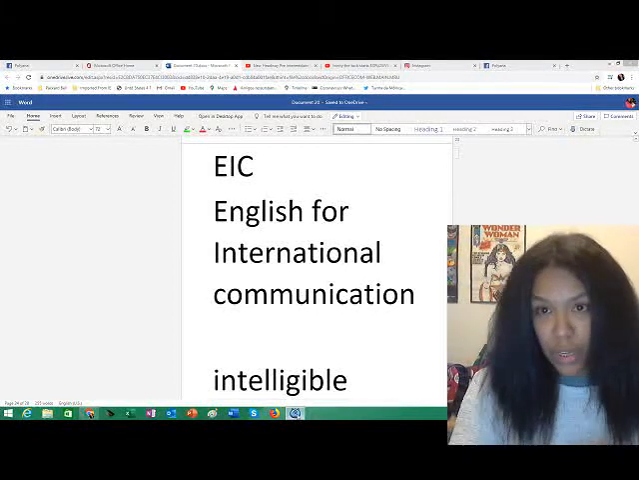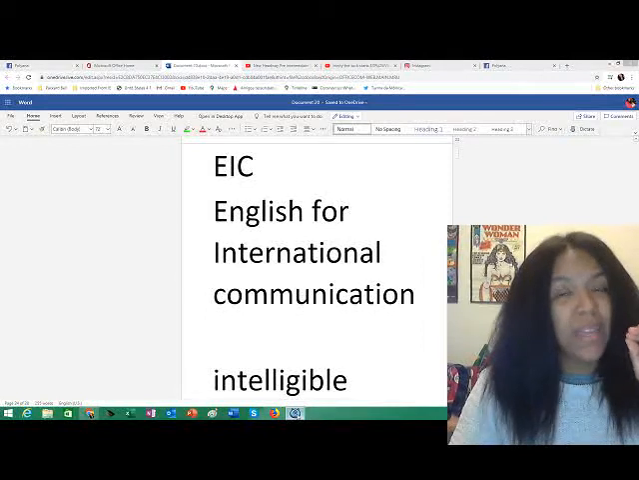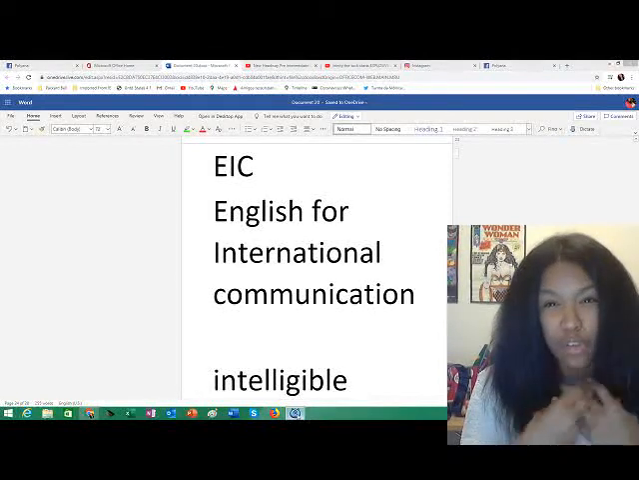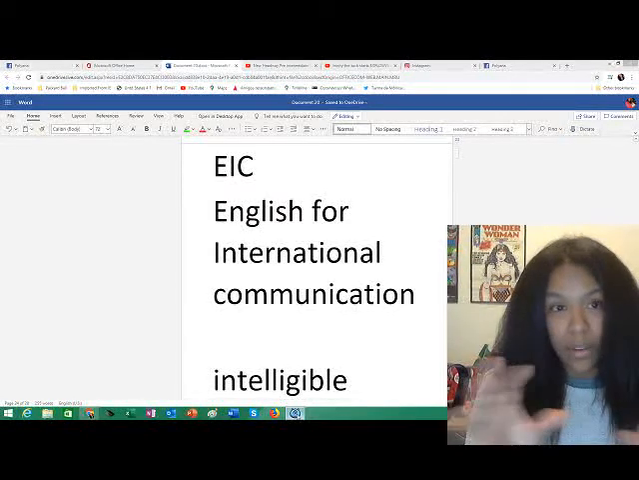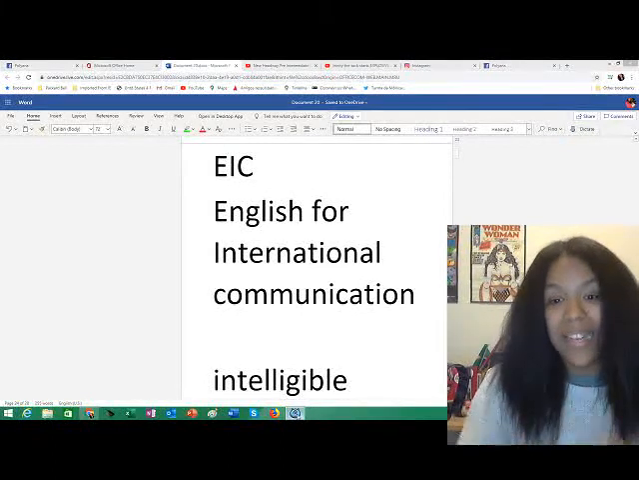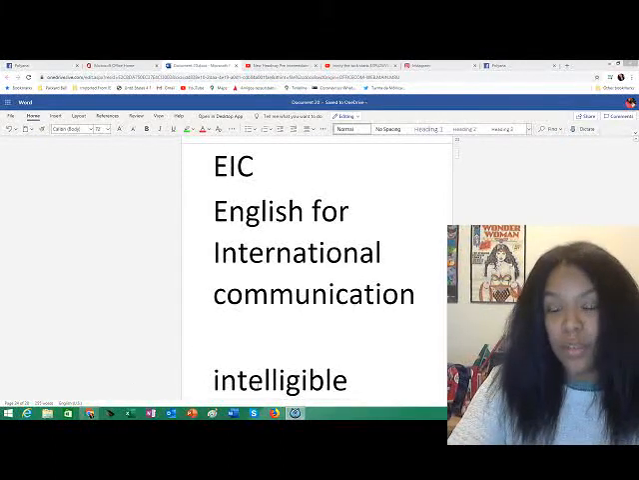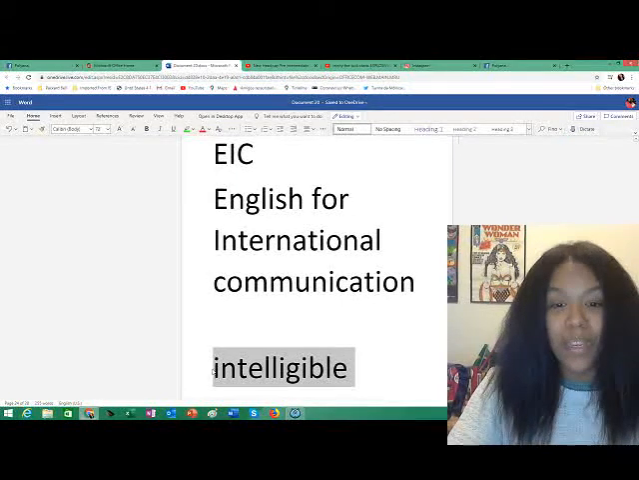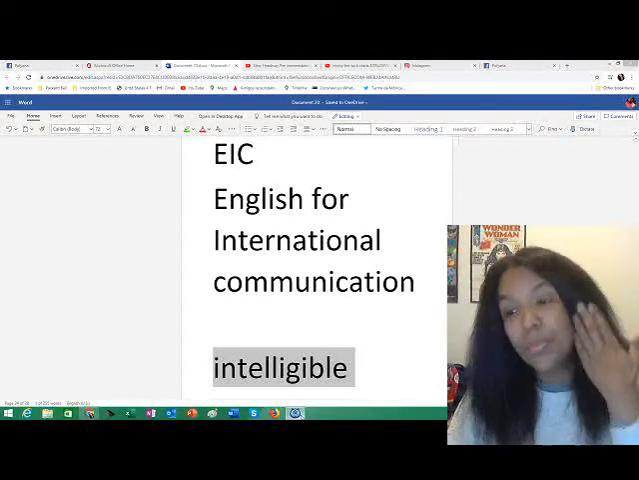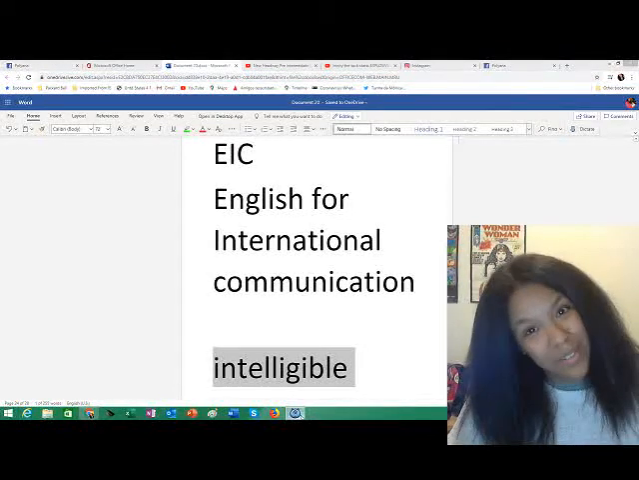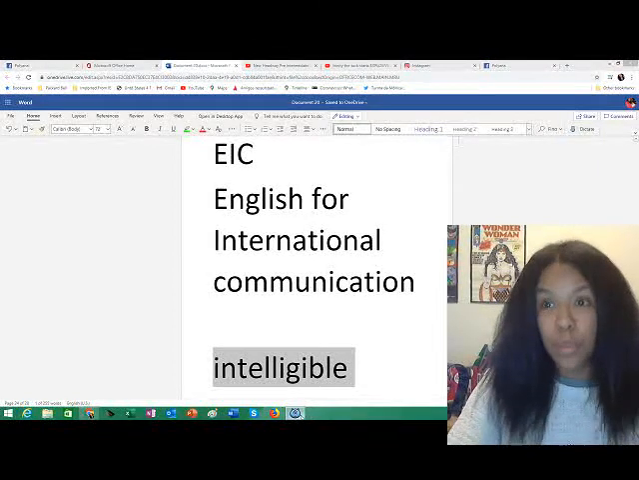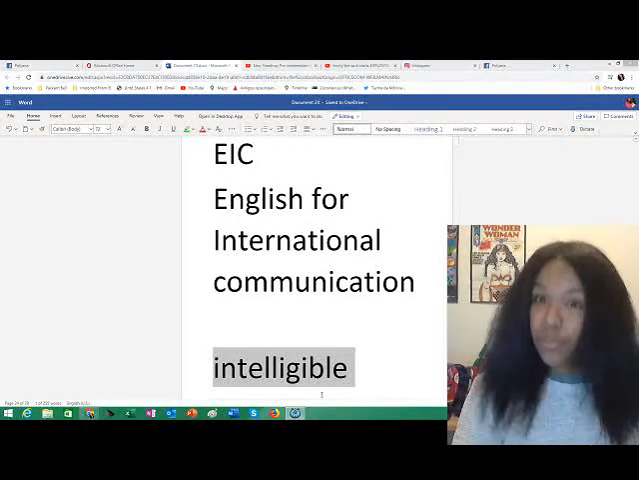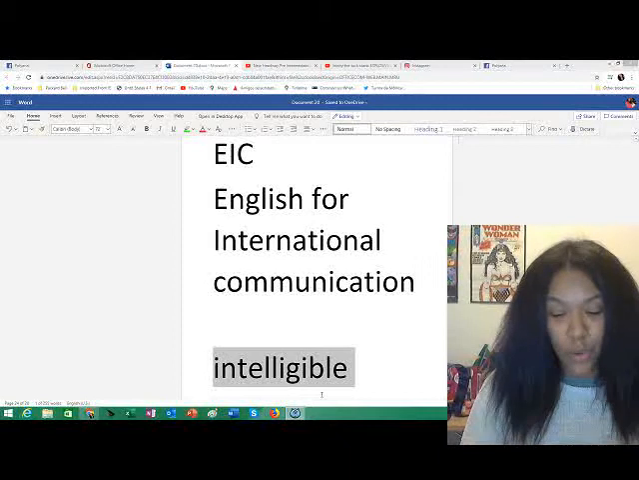If your pronunciation and your accent is tremendously thick and people can't really understand what you're saying, then that's a problem. Having an accent on its own is not a problem. It's intelligibility that's important. People have to understand what you're saying. That's what intelligible means. It doesn't have anything to do with intelligence. It has something to do with how much people understand of what you're saying. That's the main goal.